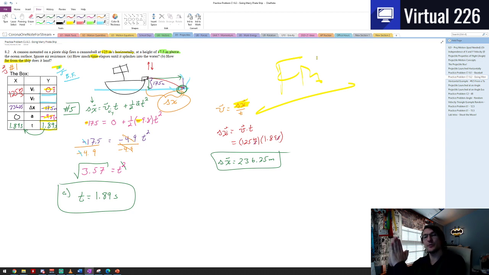And instead of starting from the Y side of things and working to the X, we're going to start on the X side of things and then work over to the Y.